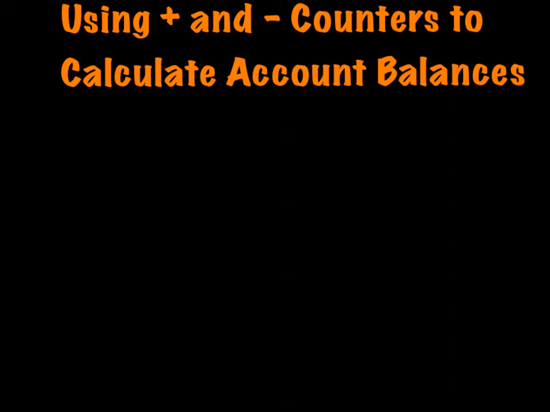An account balance is said to be in the black when there is more cash in the account than there are debts. That is, when there are more positive counters than negative counters. An account balance is said to be in the red when there are more debts than there is cash in the account. That is, when there are more negative counters than positive counters.